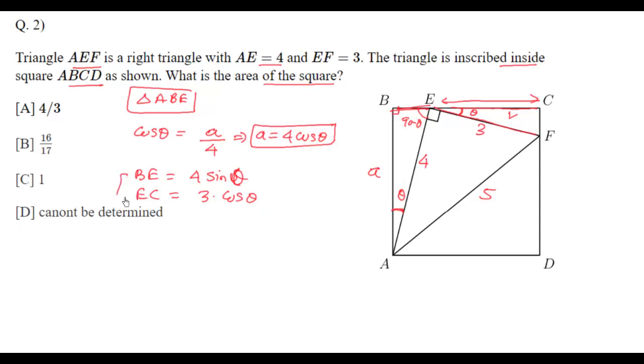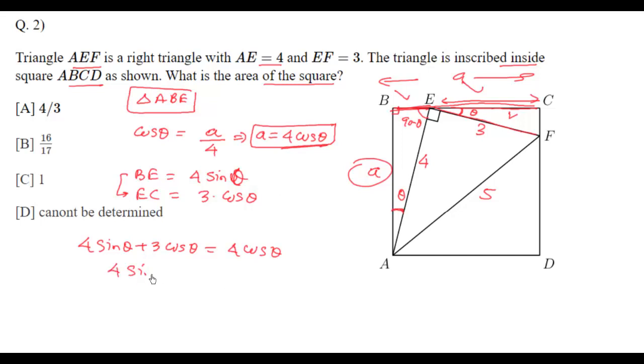Now observe that if I add this side and this side, then definitely it will become the side of the square. So addition of these two, that is 4 sine theta plus 3 cos of theta, should be equal to the side BC. Now the side BC is nothing but what? Side of the square, because that will be equal to A. And A, we already know, is nothing but 4 cos of theta. So clearly from here we can see that 4 sine of theta is equal to cos of theta. Or if I divide by cos of theta, then tan of theta is equal to 1 by 4. We have got tan of theta, correct?